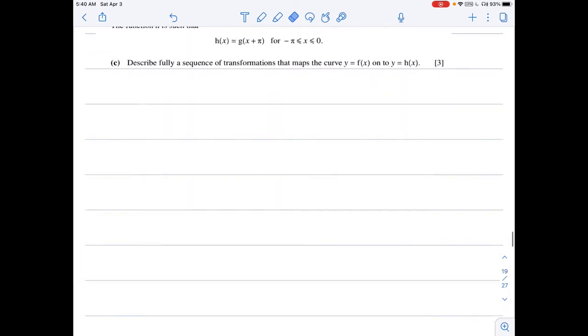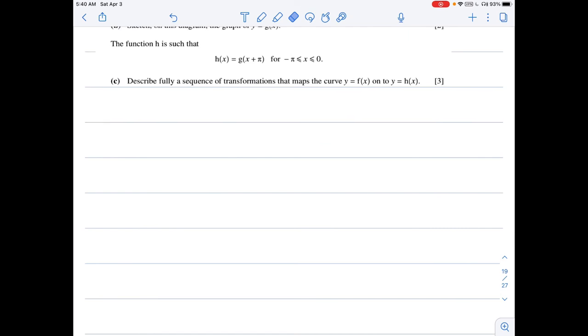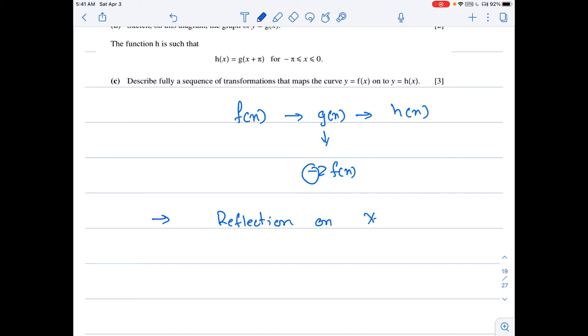Now coming to this part C. Describe fully the sequence of transformations from y equals f of x to y equals h of x. So from f of x to g of x, then g of x to h of x. So f of x to g of x. What is g of x? g of x is minus 2 f of x, as I was just telling. The first step is because of this minus symbol. Minus symbol means reflection on the x-axis. All y values become negative.